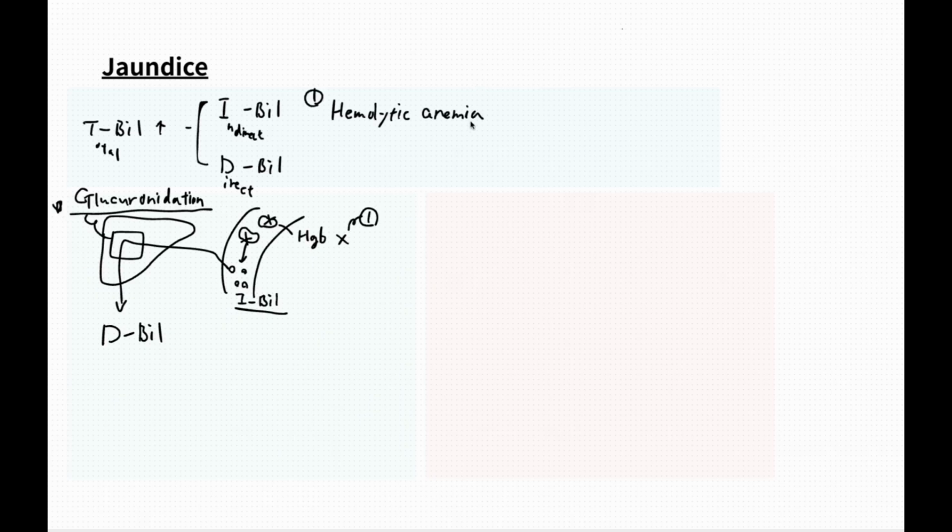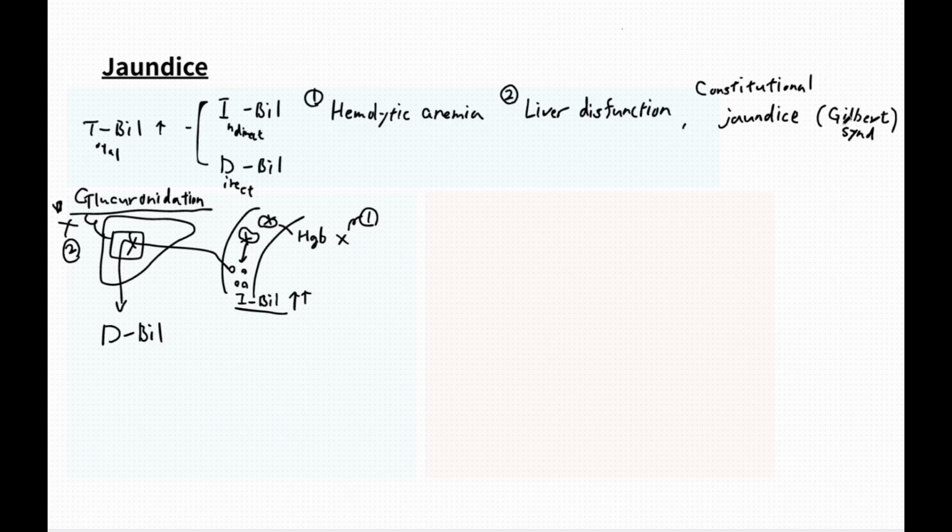In hemolytic anemia, hemoglobin is excessively broken down, so indirect bilirubin increases. In liver dysfunction, glucuronidation does not work properly, so indirect bilirubin cannot be conjugated and accumulates. In constitutional jaundice, such as Gilbert syndrome, glucuronidation capacity is constitutionally reduced, leading to mild indirect hyperbilirubinemia. These situations are common and important in real clinical practice.